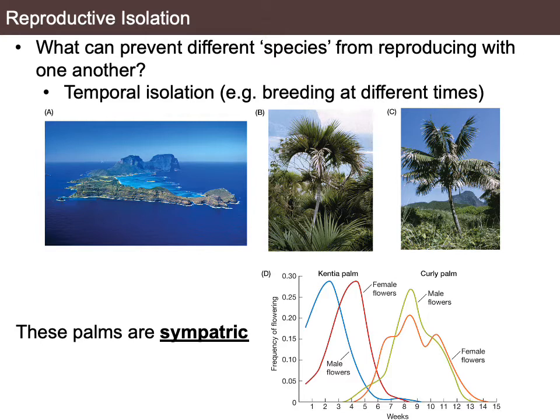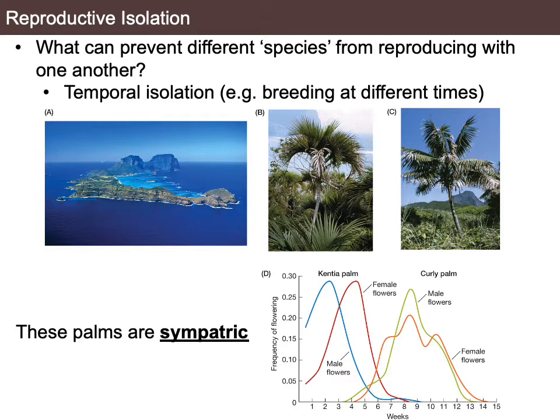So in figure A here, you can see Lord Howe Island, which is a very small island in the Pacific. And B and C show two different species of palm tree that live on this island. And they are both wind pollinated. So their pollen is blown by wind around, and that is how pollen gets to other individuals and pollinates them so that they can reproduce. And so it's kind of surprising that you would have two very closely related species of palm on the same island, okay, that don't reproduce with one another.